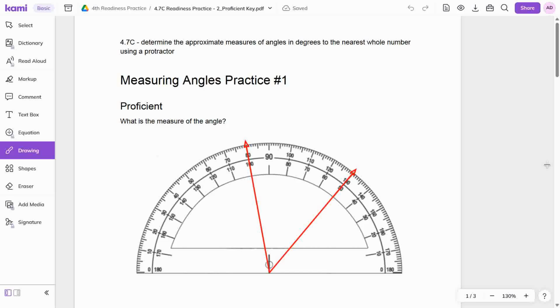Today we are looking at the fourth grade concept of measuring angles. This is 4.7c, Readiness Practice, Proficient version.